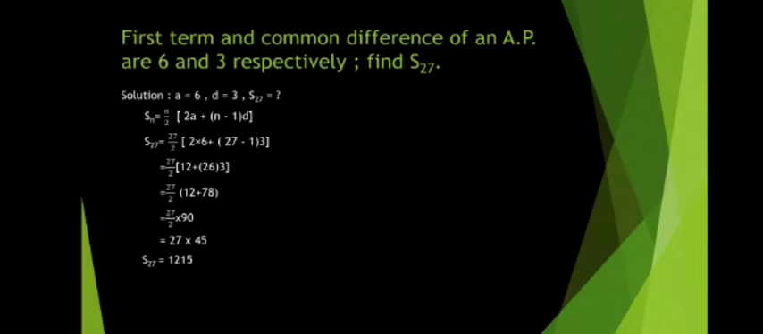Now we will cancel 90 by 2. The half of 90 is 45. So we get 27 multiplied by 45. The answer is 1215. So the sum of the first 27 terms, S27, is 1215.